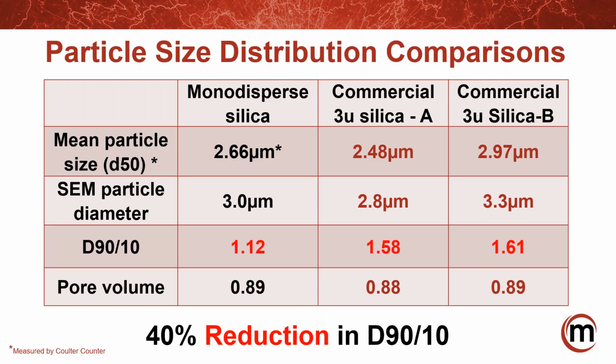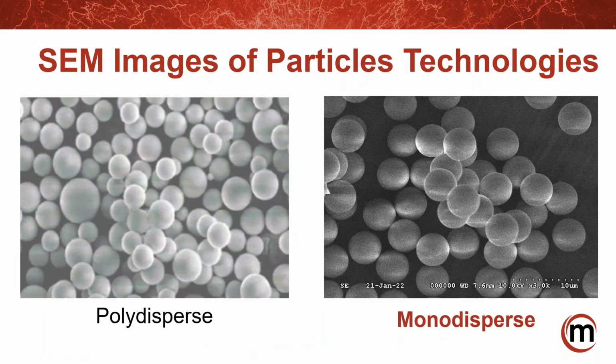But the key point is that the D90/10, the way we measure whether or not it's monodisperse, is this value D90/10. So you can see visually, and also here in the table, you're looking at a 40% reduction in D90/10, where the monodisperse silica is at 1.12, and the commercial silicas are much closer to 1.6. And what that looks like visually here on the left, you can see the polydisperse material is what we're calling the standard commercially available silica, and now the new monodisperse material using a scanning electron microscope.